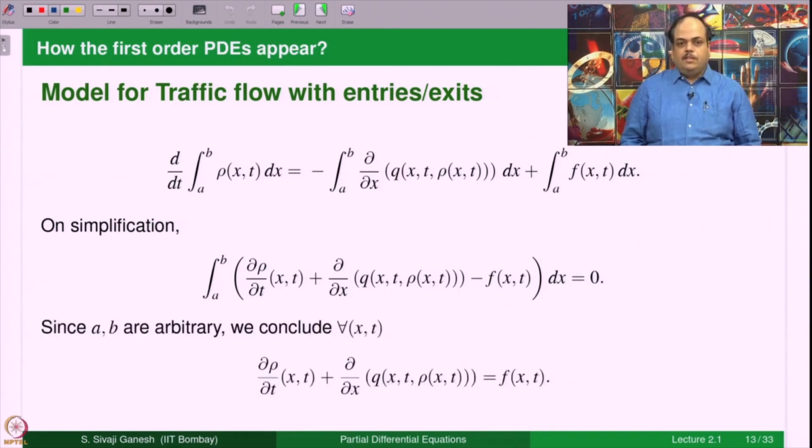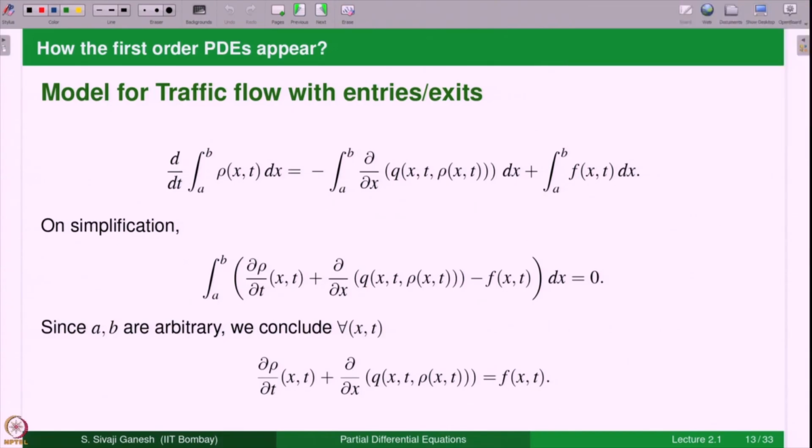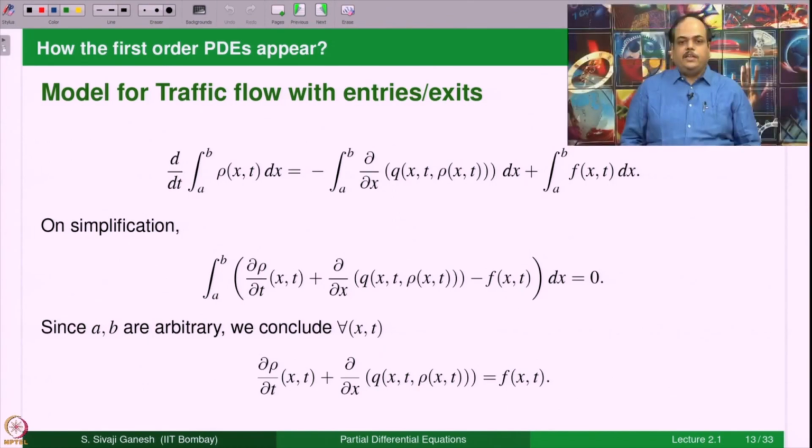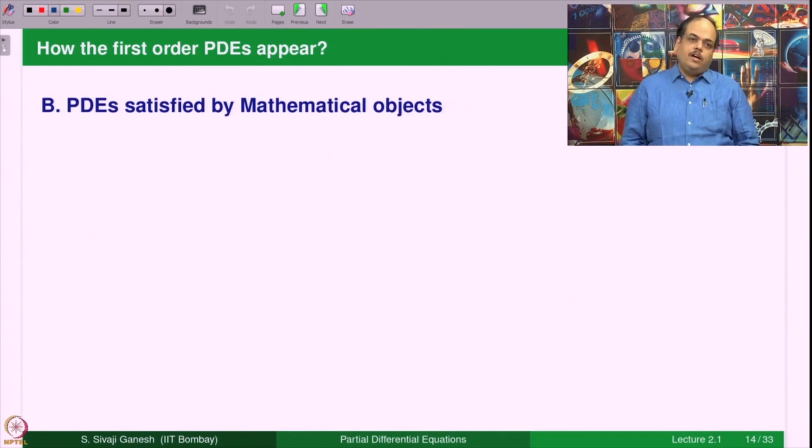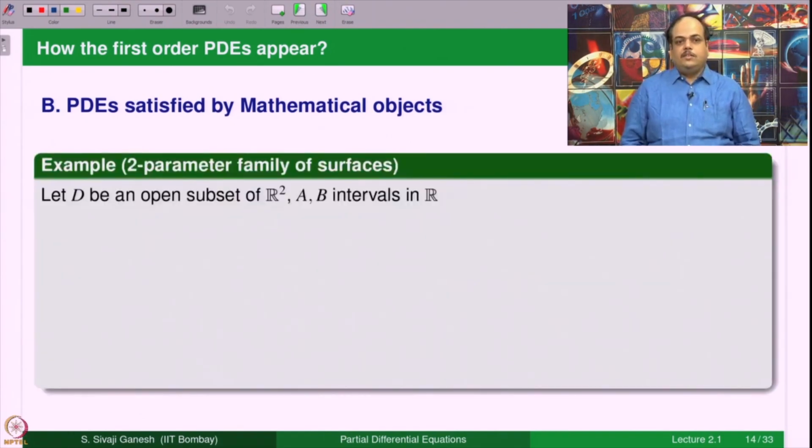which will be the case whenever the integrand is continuous or locally integrable, but it is not unreasonable to assume that if the integral over any set is 0, it implies the integrand is 0. Now, let us look at how the first order PDEs appear in a mathematical context. So, we are going to see an example.